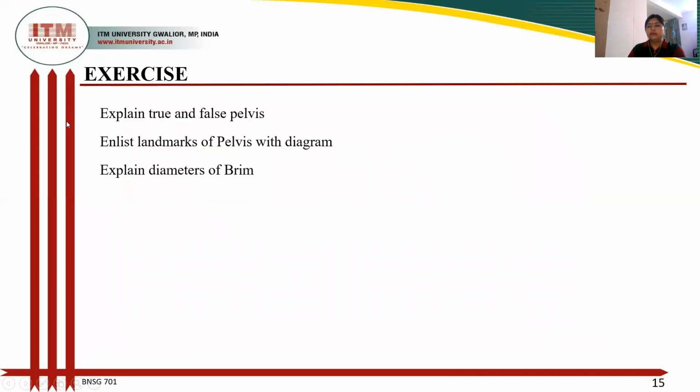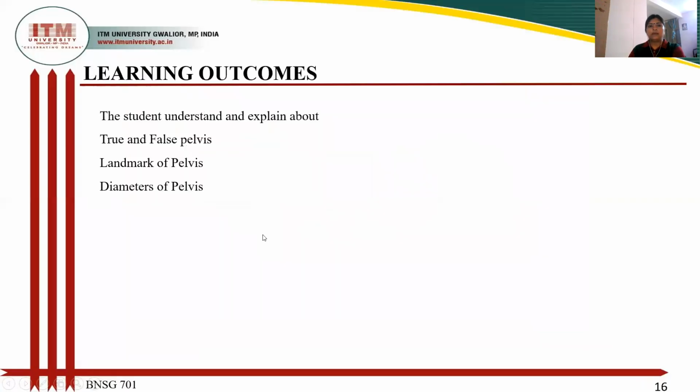So here I end up. The exercise is that we need to explain what is the true pelvis and the false pelvis, and enlist the landmarks of the pelvis with table diagram and the diameters of the pelvis. The learning outcome we have attained is about what is true and false pelvis, landmarks of the pelvis, and the diameters of the pelvis.